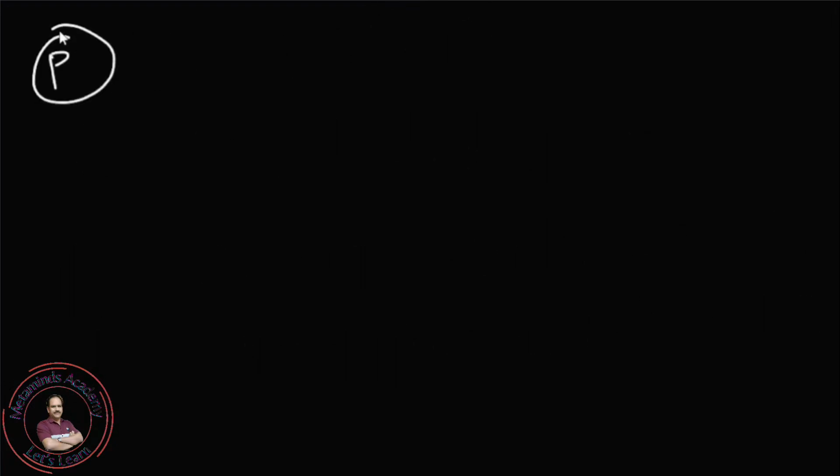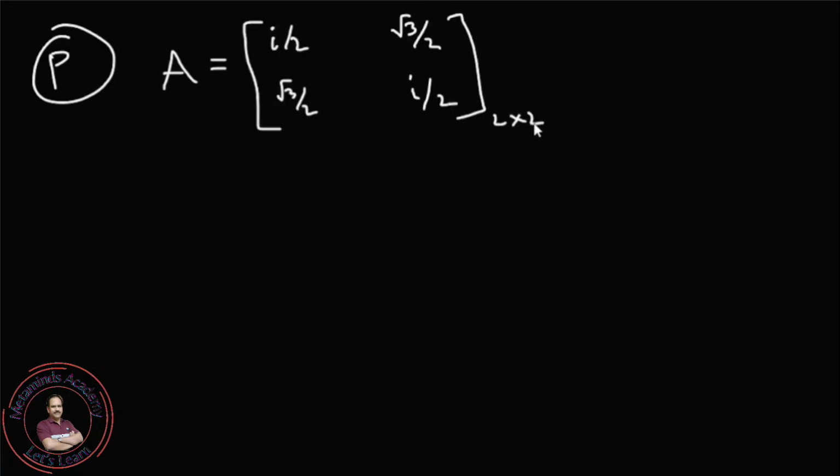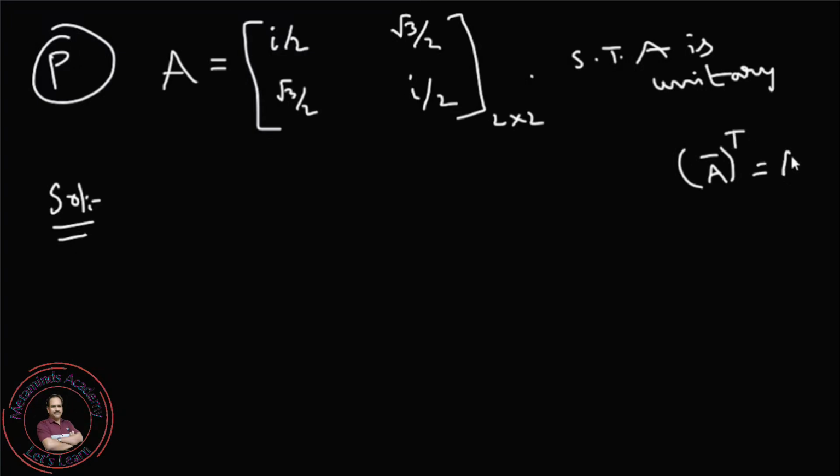Let us see whether this matrix is unitary or not. This is a 2 by 2 matrix. Show that A is unitary. What we have to do is show that A bar whole transpose is equal to A inverse. That means LHS is equal to RHS. Now let us find the LHS, which is A bar whole transpose.